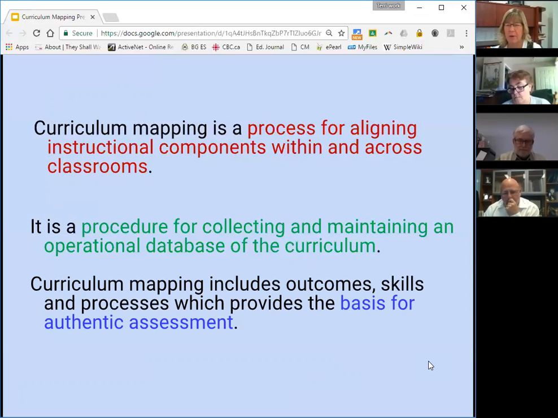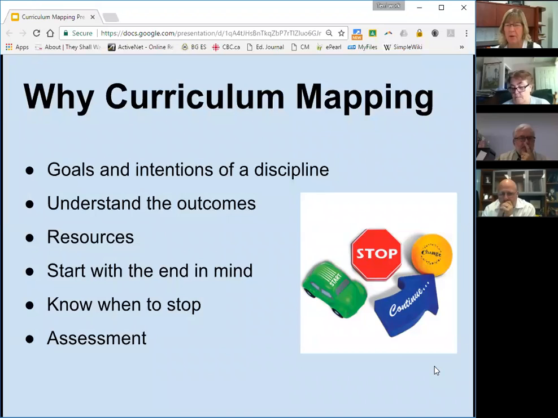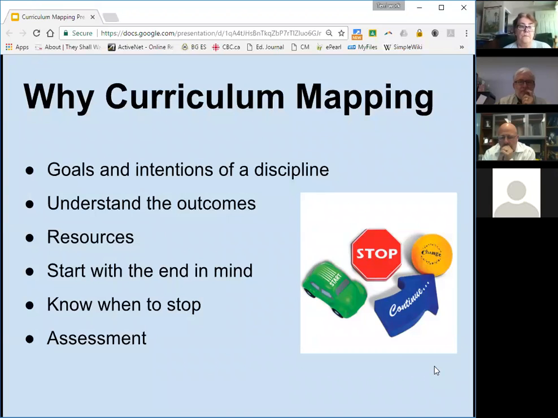But more than anything, it aligns all of those skills and processes that really set the stage for a dynamic opportunity to create authentic assessment for students in the classroom. First thing we need to understand is what we're assessing and why we're assessing, and then we can get to the how of assessing.